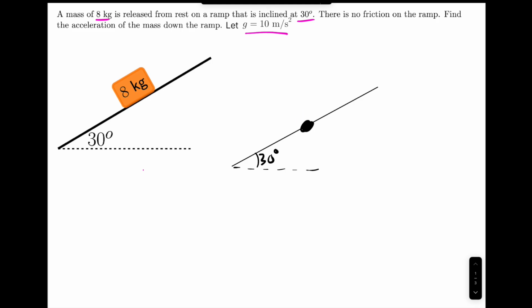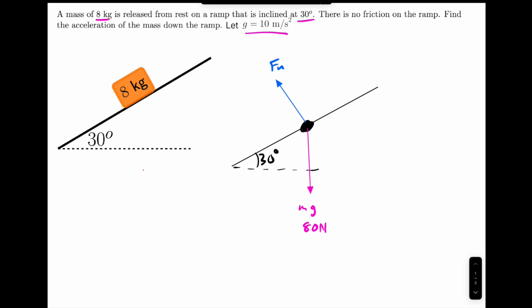So what we know is we have gravity, so I'm going to point that this way. Now that force is going to be mg, and since g is 10, that's going to be a force of 80 newtons because the mass is 8. We also have force normal indicated here, which is the force that's perpendicular to the ramp. So we'll call that Fn. Now that's it. Those are all the forces that are acting on this.